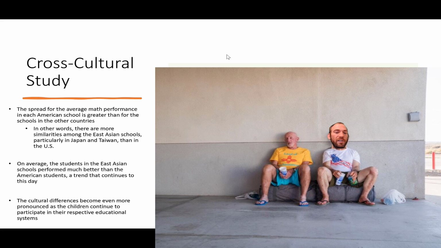And you can also see that little outlier, again representing the greater spread in average math performance across schools in the United States versus how condensed the schools are in the East Asian countries.